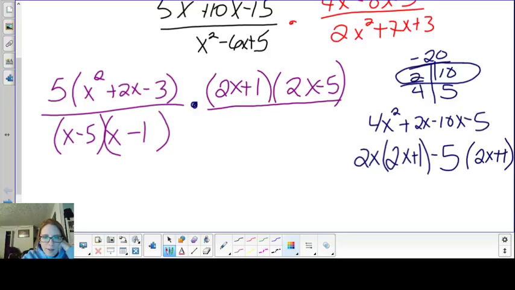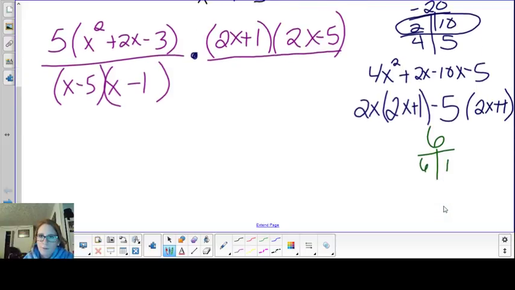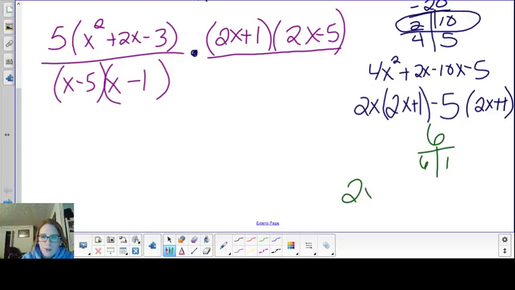And then I have to do the same idea for my denominator. So I'm going to multiply 2 times 3, which is 6. Well, multiplies to 6 adds to 7. There you go, 6 and 1. So I have 2x squared plus 6x plus x plus 3.